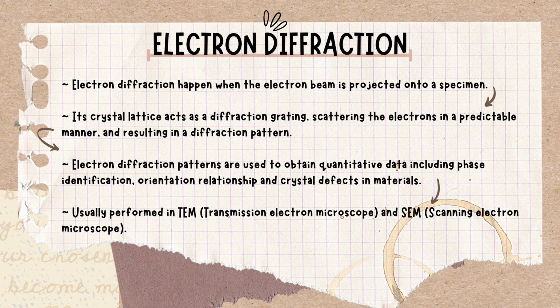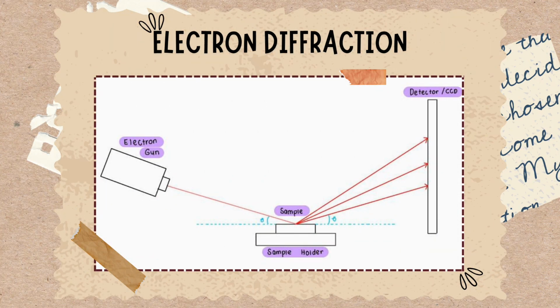Firstly is electron diffraction. Electron diffraction happens when the electron beam is projected onto a specimen. Its crystal lattice acts as a diffraction grating, scattering the electrons in a predictable manner, and resulting in a diffraction pattern. Electron diffraction patterns are used to obtain quantitative data, including phase identification, orientation relationship, and crystal defects in materials, usually performed in a transmission electron microscope and scanning electron microscope. Shown is a schematic representation of electron diffraction when it hits the sample and how the electrons are diffracted.